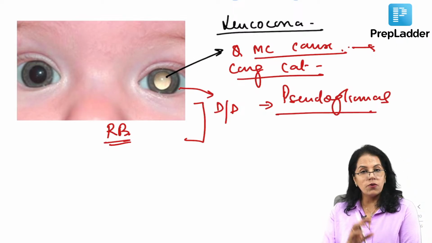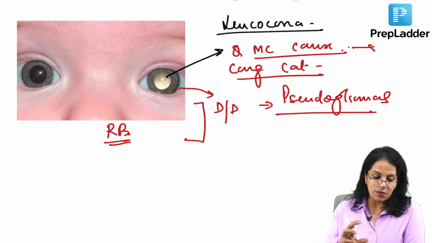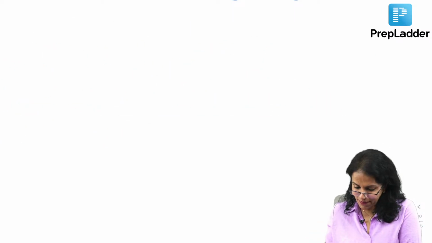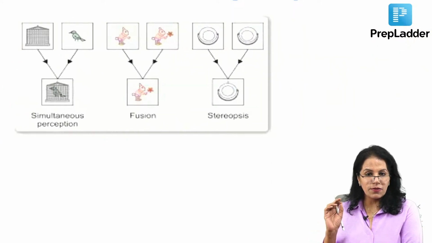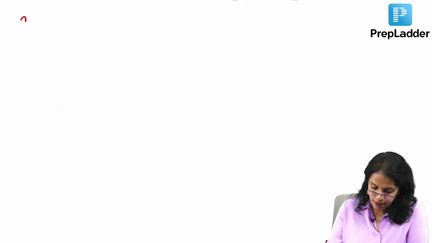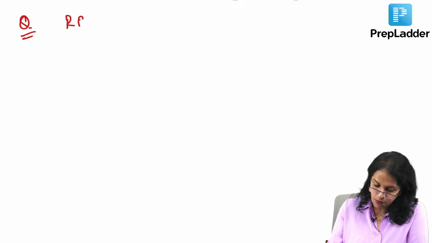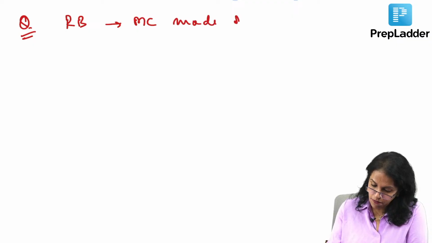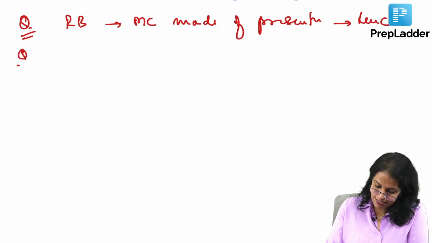So, leuco is white, chorea is pupil. So, this is what is white pupil. Okay. So, once we know this DD, few more questions regarding and around retinoblastoma that we have to know. What is the most common mode of presentation? Most common mode of presentation is your leukocoria, and then the next question is second most common mode. You will answer squint or strabismus.